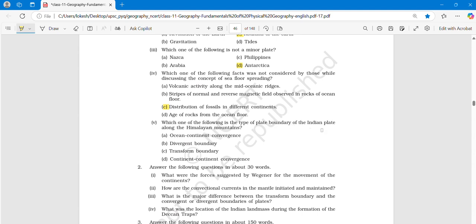Which of the following is the type of plate boundary of the Indian plate along the Himalayan mountains? Himalayan is convergence, continent to continent, right? Because India is hitting Asia.